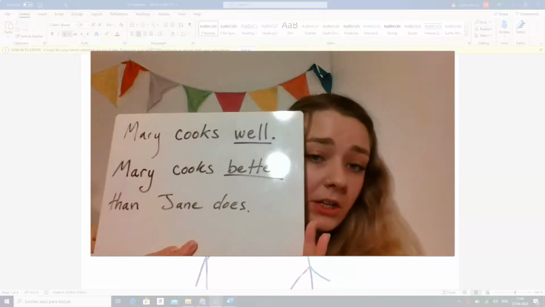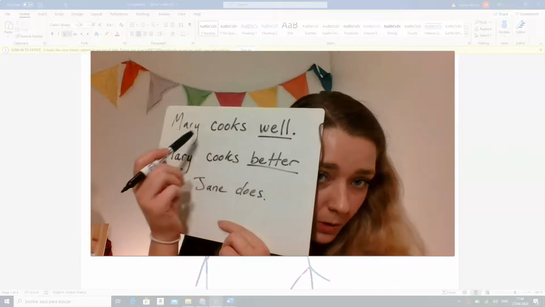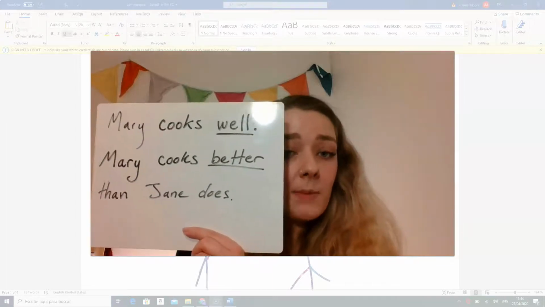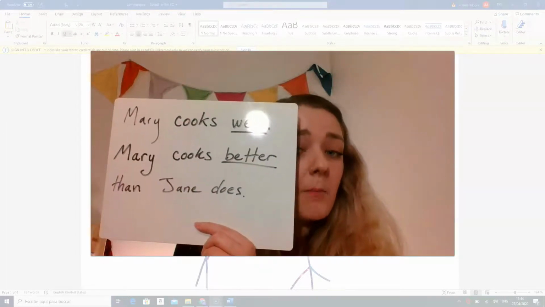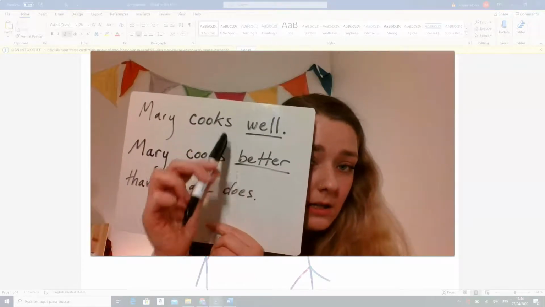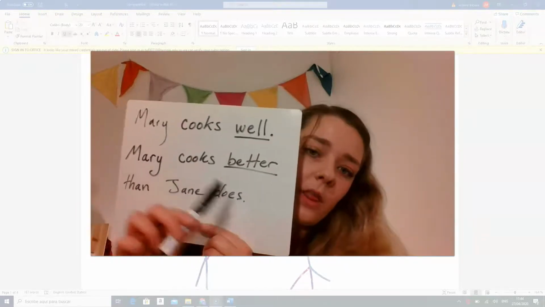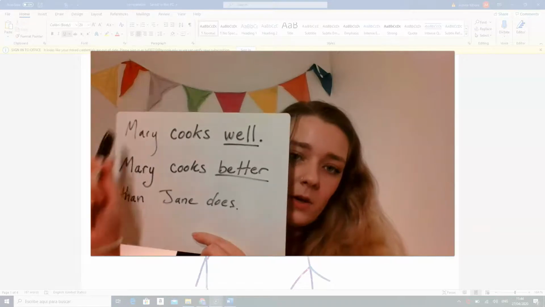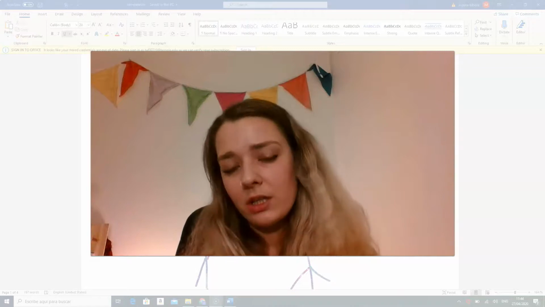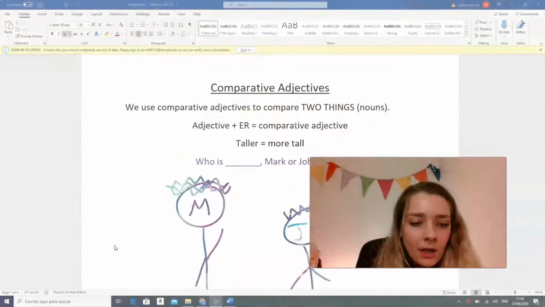So Mary cooks well. Well is the adjective. We are only talking about Mary, one person. But when we talk about two people and it's a comparative adjective, it becomes better. Well becomes better. Mary cooks better than Jane, or than Jane does. So well becomes better. Weller is not a word. Well, better. Let's look at the others.